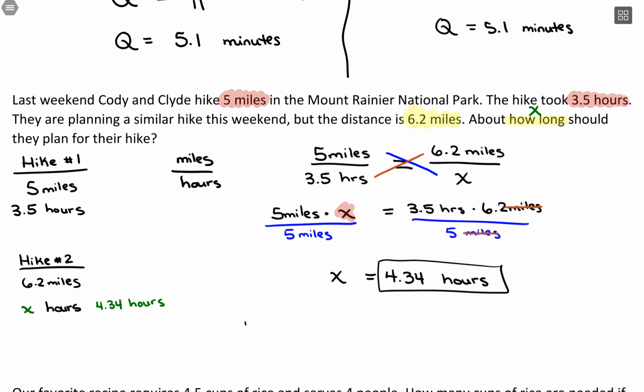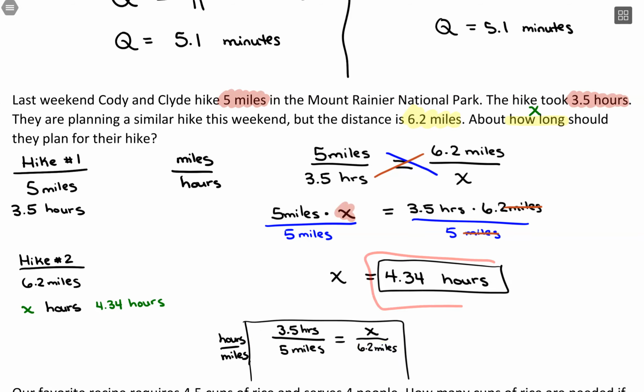So just to show you, I won't go through solving the whole thing, but we could have set this up as hours to miles. So what that would have looked like is from hike number 1, we would have had 3.5 hours to 5 miles. And then that would be equal to, and then since I set time as the numerator, that means our unknown x, which should end up being in hours, would be in the numerator, over the distance, which is denominator, 6.2 miles. And then all you would do here is multiply both sides by the 6.2 miles, and you'd end up with the same exact solution there.